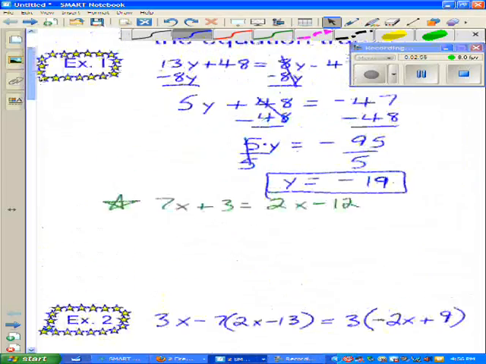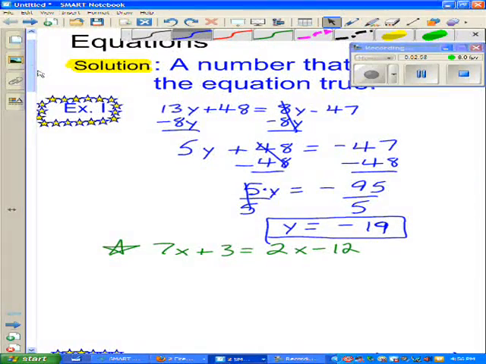I'm going to pull up the green equation down here, and I'm going to pause it just a second. You guys need to pause your computer and try to work the green equation, and we'll be back in a second.